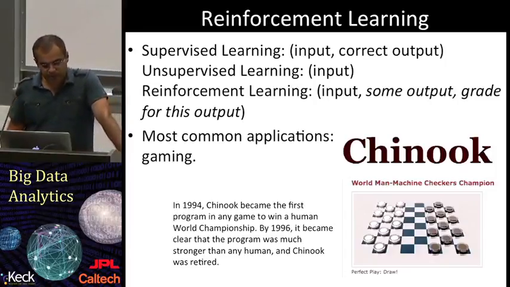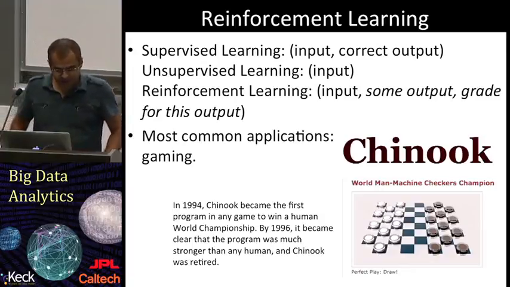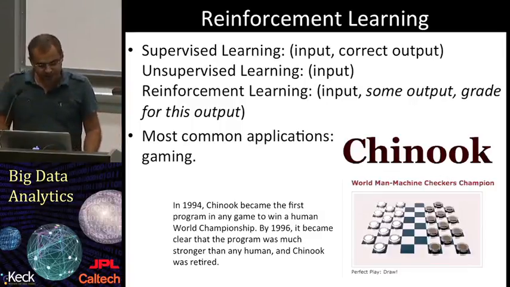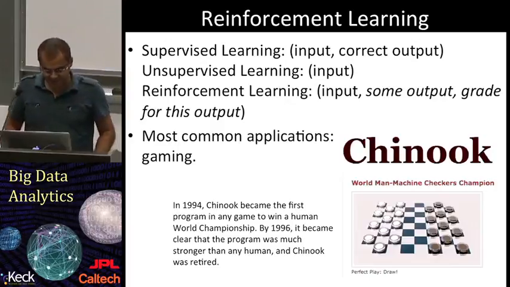This is most used in gaming, where the computer can play billions of games against an imaginary opponent, learn from that, and the moves get a positive or negative reward depending on whether they lead to a win or a defeat. One of the most notable examples was, or is, Chinook, which became the first program in any game to win a human world championship. By 1996, it became clear that the program was unbeatable and it was forced to retire.